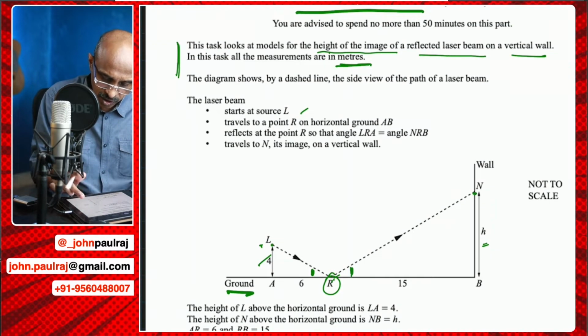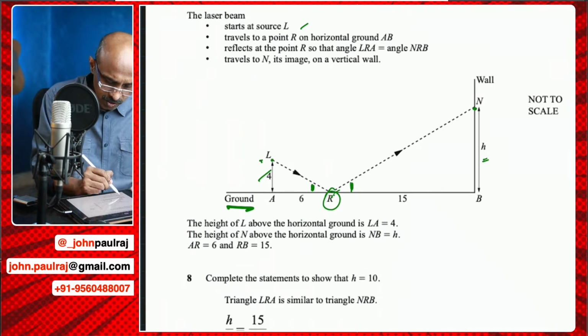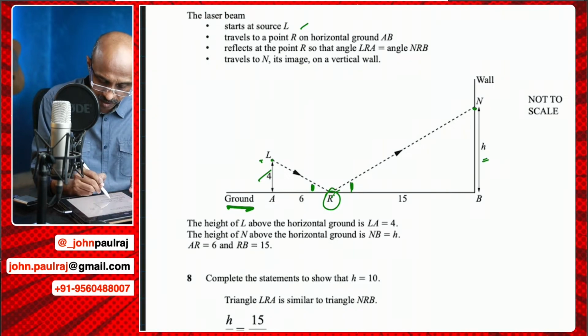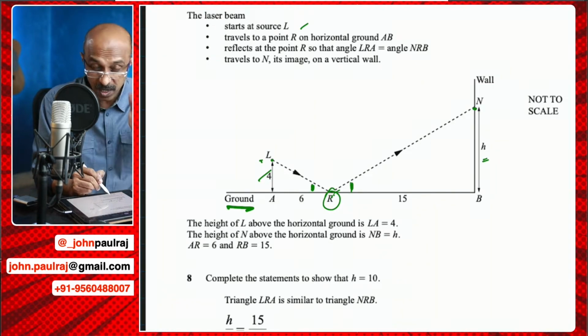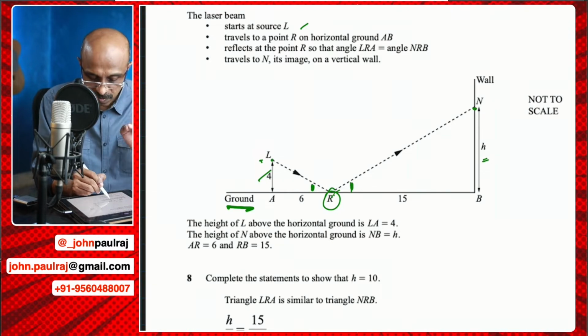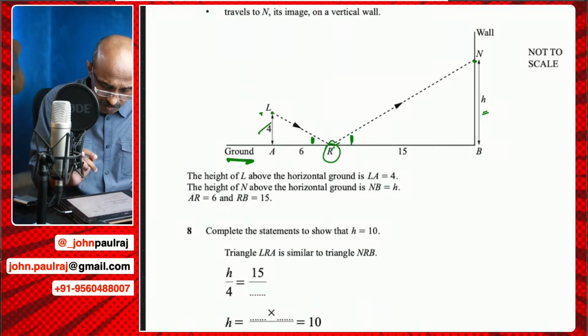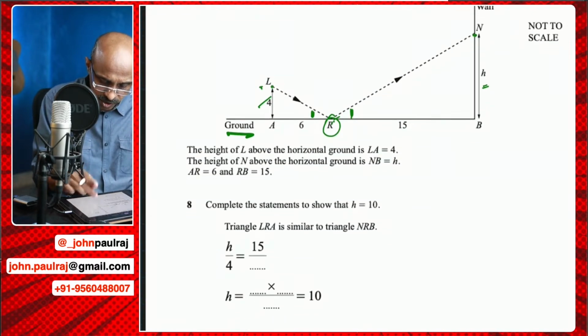The height of the image, H. AR is equal to 6, from A to R, the point where it bounces. And RB is equal to 15, from R, where the beam bounces off, to the wall. Complete the statements to show that H is equal to 10.